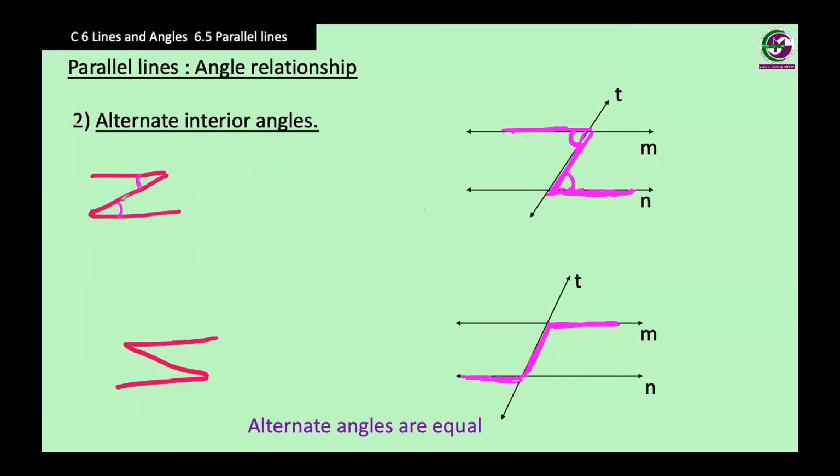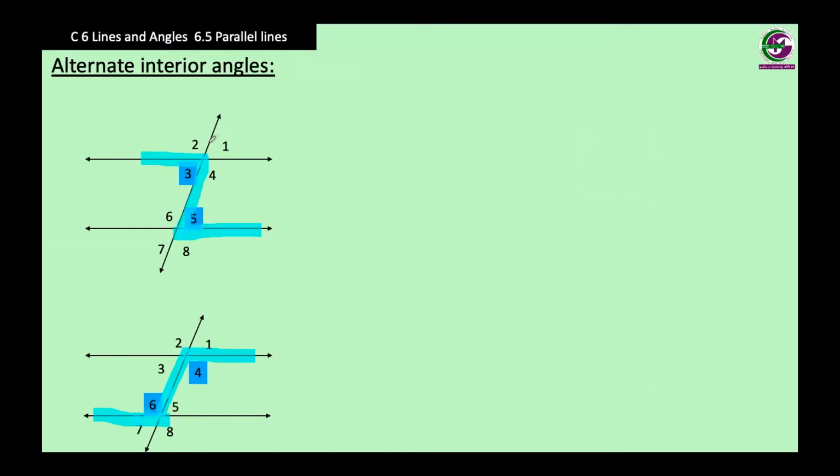These are the examples. You can also see the letter Z facing towards the right. Here also, the angles which are formed at the turning points are equal. These two angles are equal. Let us see in detail. Here you have 2 sets of parallel lines. The angle 3, which is on the left side, is equal to angle 5 on the right side.